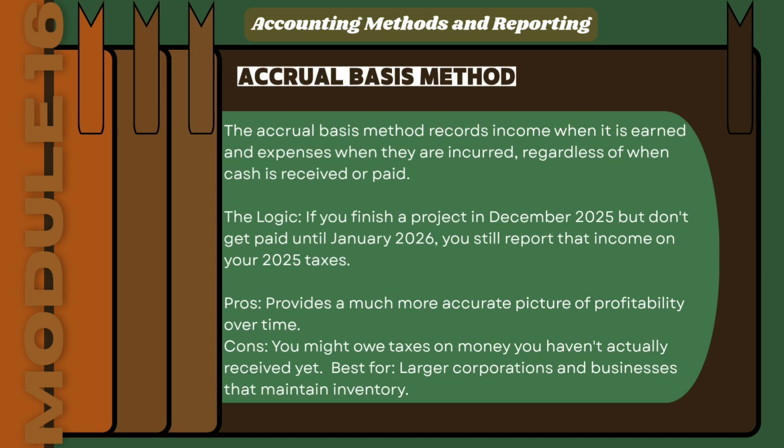2. Accrual basis method. The accrual basis method records income when it is earned and expenses when they are incurred, regardless of when cash is received or paid. The logic: if you finish a project in December 2025 but don't get paid until January 2026, you still report that income on your 2025 taxes. Pros: provides a much more accurate picture of profitability over time. Cons: you might owe taxes on money you haven't actually received yet. Best for larger corporations and businesses that maintain inventory.